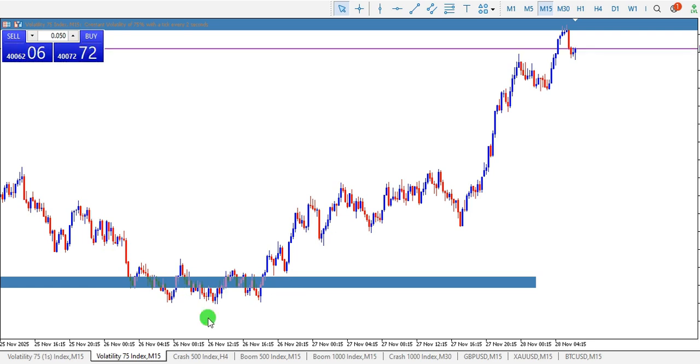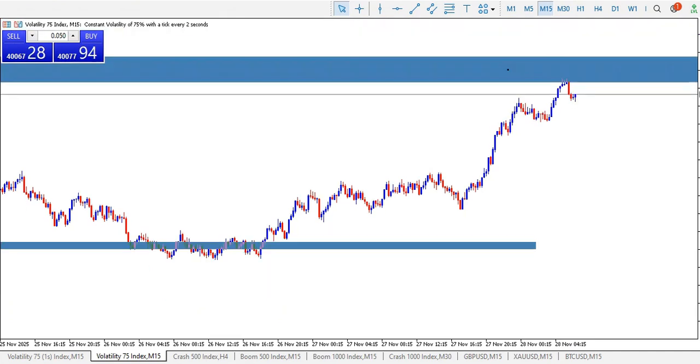Why? Because it was more like a ranging market, and then the breakout came in the middle of the night, when I was already asleep. So when I woke up, I saw this big move to the upside, and it was already too late for me to enter the market. So now let's see what we'll be looking at today.